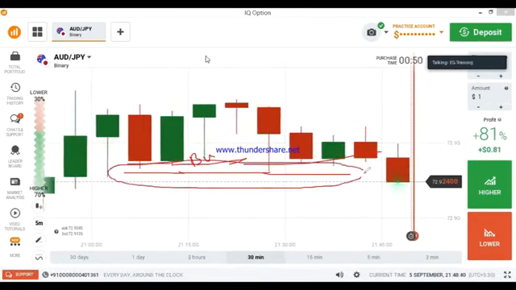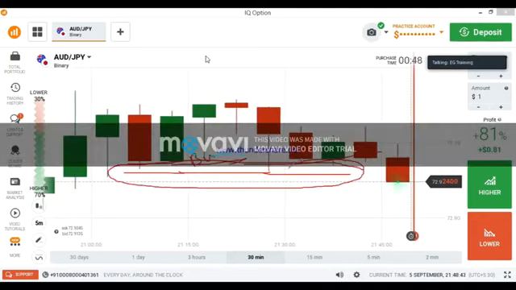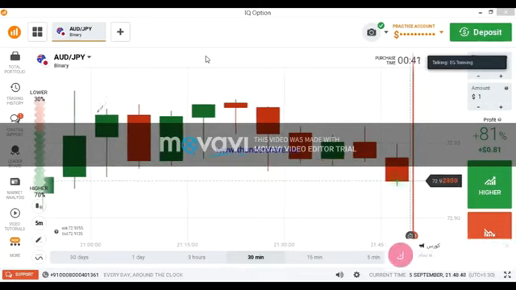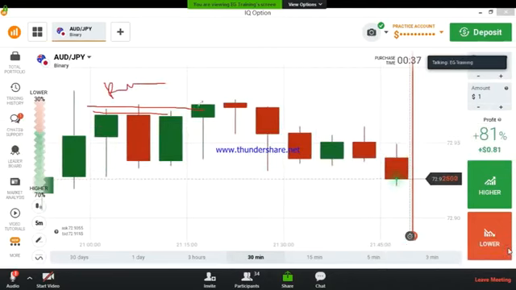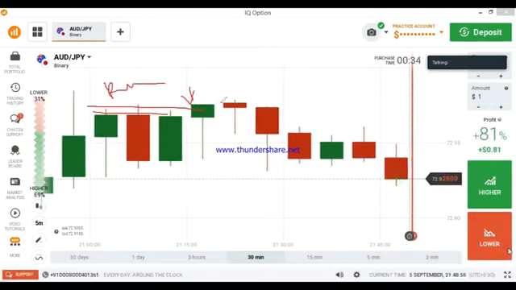Whenever the market comes to this level, the buyers will enter at any time. There is no particular time to enter. They will enter at any time. And this is a seller's area. This is a seller's area, a resistance level. There is a chance for sellers to enter at any time.